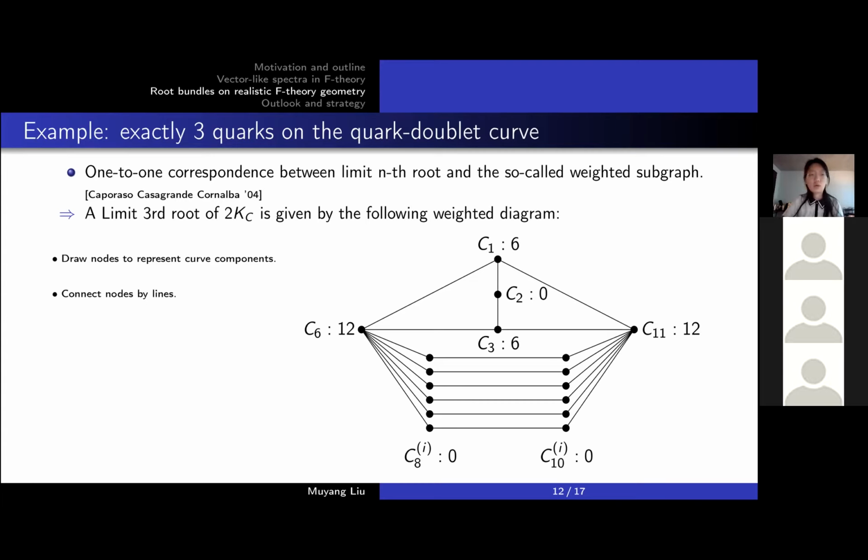Second, we connect the nodes by lines. Those lines represent the intersection points that attach, for example, C1 and C6 here. Then I add weights on the 2 ends of each line. There are certain rules to obey for those weighted diagrams. Namely, the summation of the weights I add here must be 3, because we are looking for third root bundles.